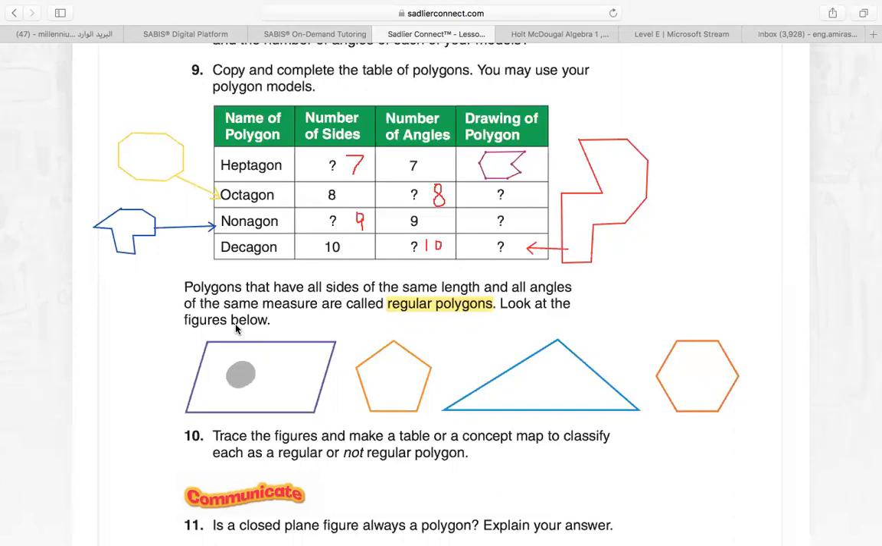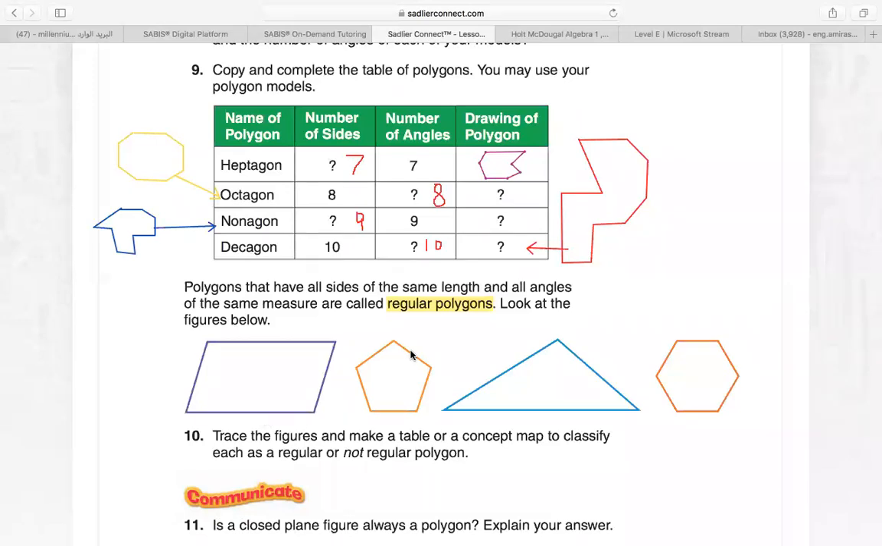Look at the figures below. Please stop drawing here on the screen. Polygons that have all sides of the same length and all angles of the same measure are called regular polygons. Look at the figures below. Trace the figures and make a table of the concept to classify each.